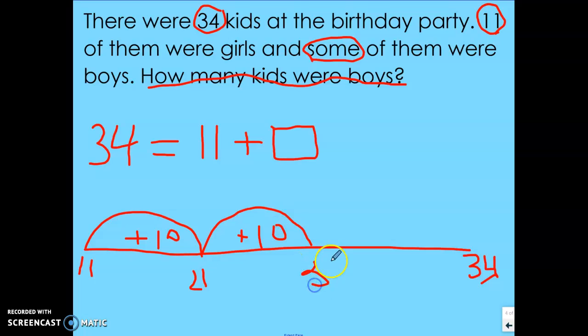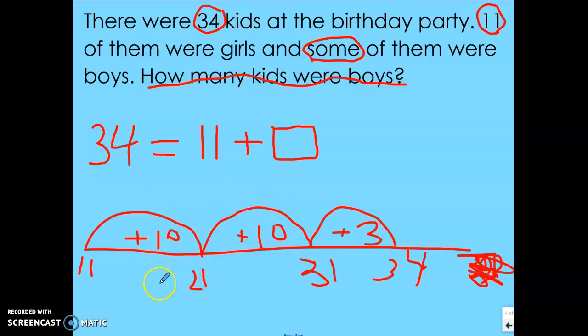31. Oops. And wait a minute. 31, 32, 33, 34. I only need 3 more. Plus 3 more equals 34. And that's actually as far as I needed to get. So I actually made my line a little bit too big. So I'm just going to get rid of that real quick.